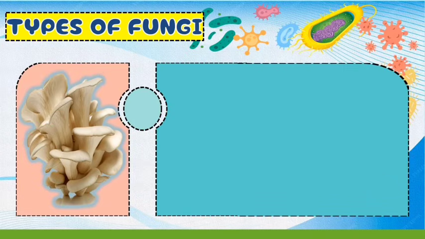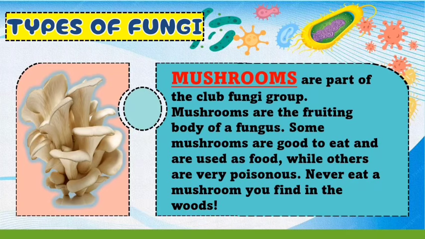There are types of fungi. 1. We have mushrooms. They are part of the club fungi group. Mushrooms are the fruiting body of a fungus. Some mushrooms are good to eat and are used as food, while others are very poisonous. Never eat a mushroom you find in the woods.